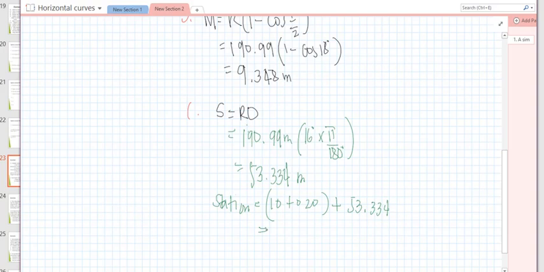Oh, 10 plus 50. That is equals to 10 plus 073.334. This is point. Okay, so that's it.